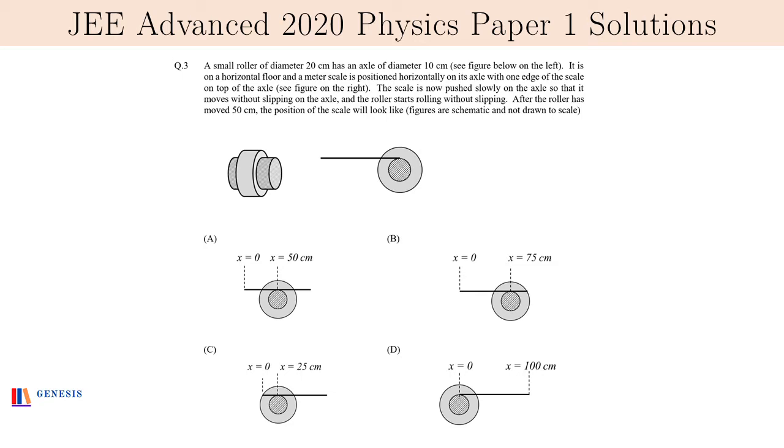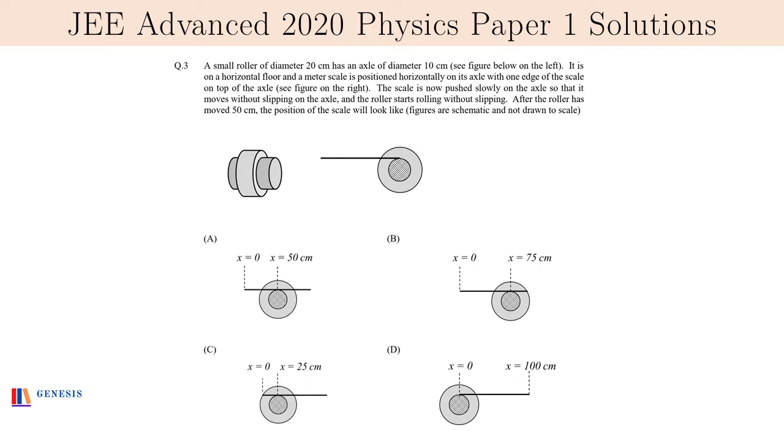We will now discuss Paper 1, Section 1, Question number 3. Now this is the question, and if you haven't seen the paper, I suggest you pause the video and read the question. In this question, we have a roller whose 3D view and side view has been shown, and there's a meter scale which is kept over the axle.